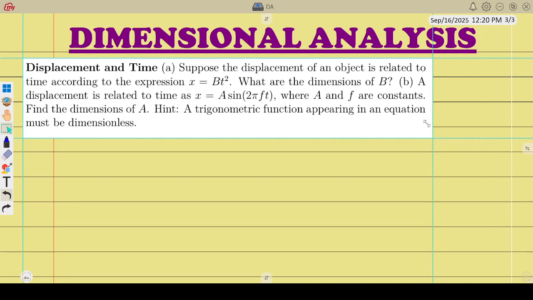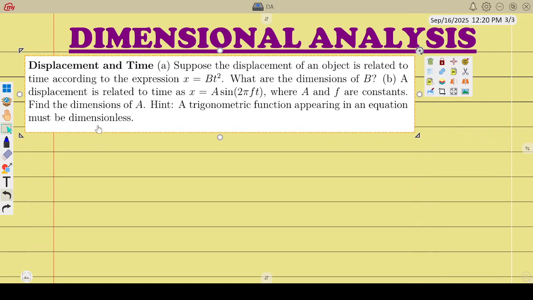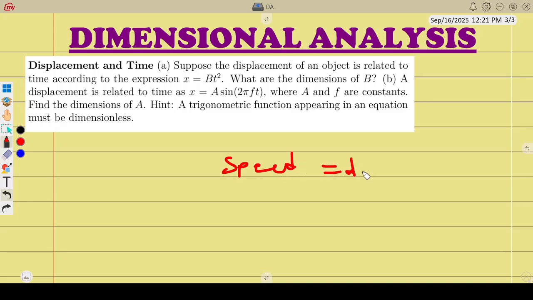We want to find the dimensions of B. This is how questions can come, the same way I taught you how to find units. This is a very simple example. You can even understand if you are asleep. Speed is equal to distance over time. You remember, if you want to find the units for time, you just make time the subject. If you want to find the units for distance, we just make distance the subject.